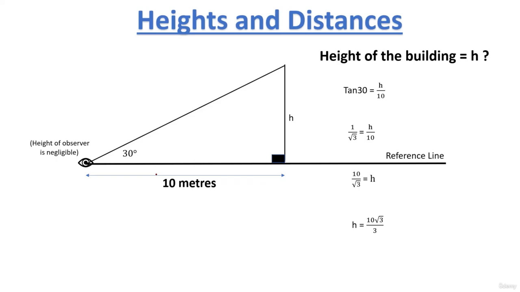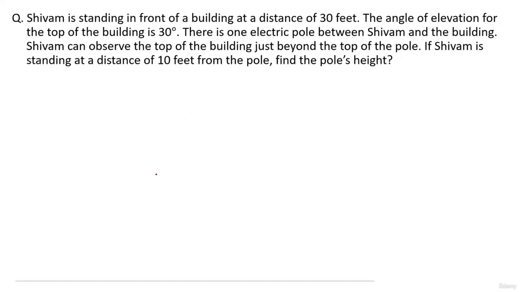Let's look at a typical question in this regard. Shivam is standing in front of a building at a distance of 30 feet. The angle of elevation for the top of the building is 30 degrees. There is one electric pole between Shivam and the building. Shivam can observe the top of the building just beyond the top of the pole. If Shivam is standing at a distance of 10 feet from the pole, find the pole's height.